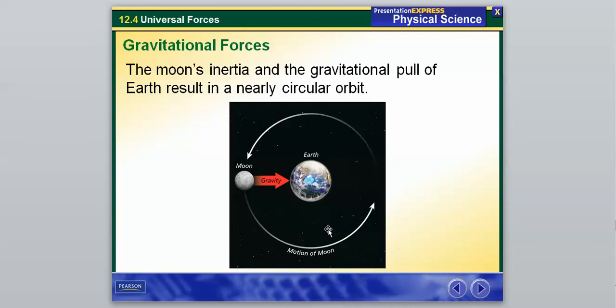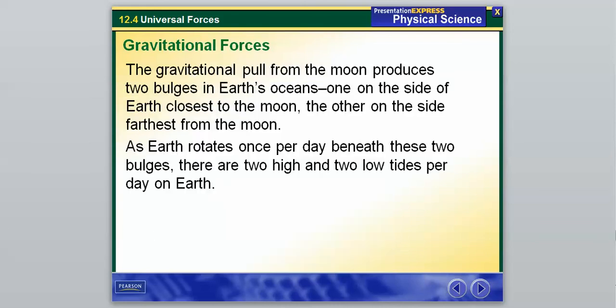And then as a result of this, a big occurrence happens in our oceans. The gravitational pull from the Moon produces two bulges in Earth's oceans, one on the side of the Earth closest to the Moon, the other on the side farthest from the Moon. And as Earth rotates once per day beneath these two bulges, there are two high and low tides per day on Earth. So the gravitational pull between the Earth and the Moon actually results in the high and low tides on the beaches in the ocean that occur every single day. And I think that's pretty cool. Most people have heard of this before, but if not, it's a really interesting example of a universal force at work.